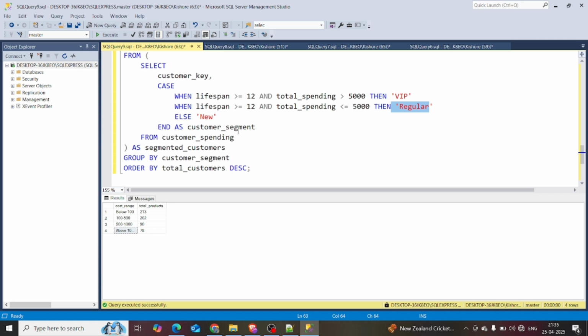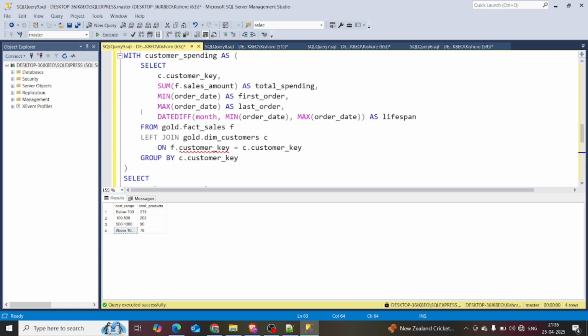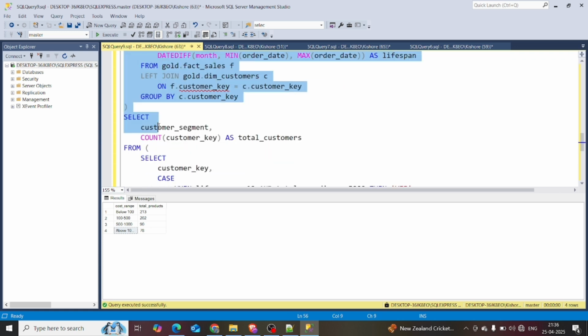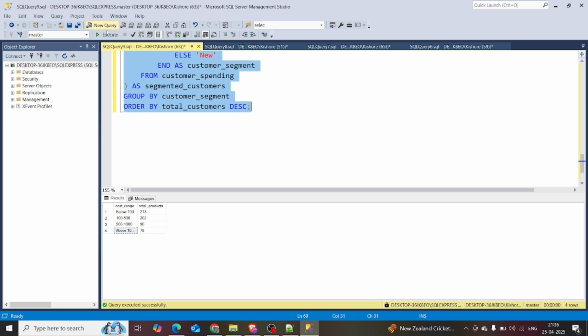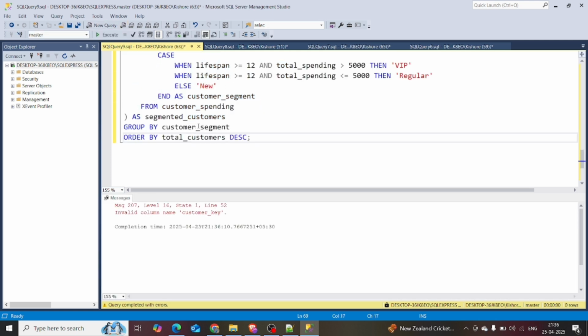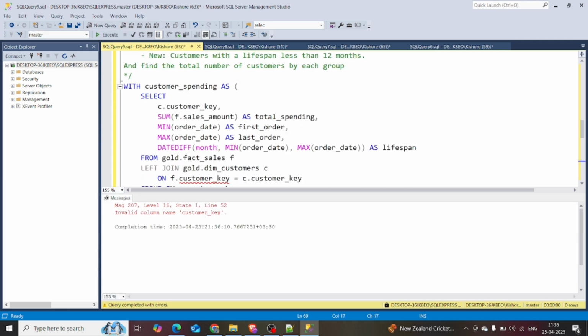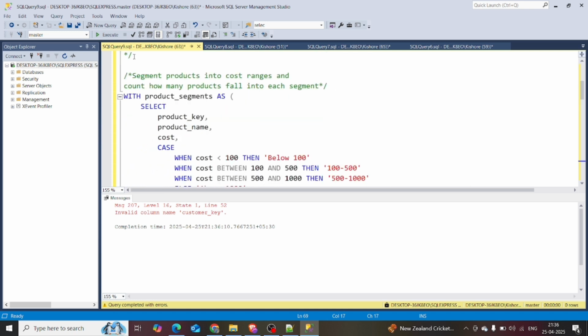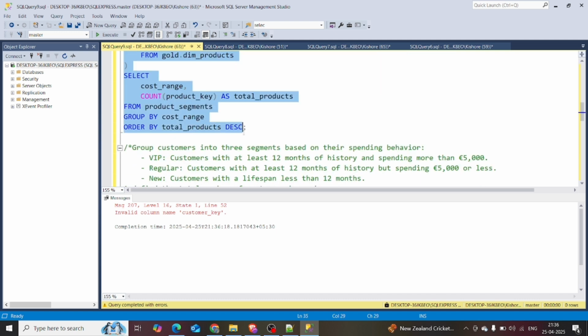We are ending the segment as customer segments. It's coming from the customer spending as segmented customers. We are keeping the analysis name as segment customers. We are grouping by customer segments and ordering by total customers in descending order. Okay, and when I'm trying to execute this query, sorry guys, there is an error in this query, and let me try to fix it.